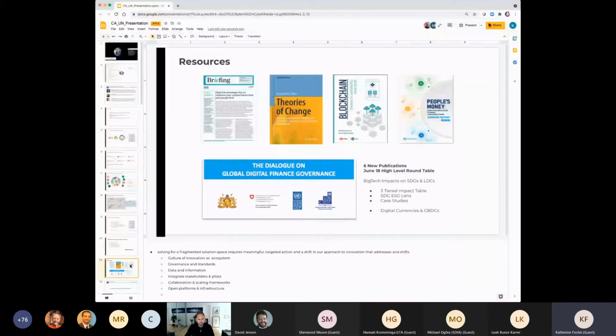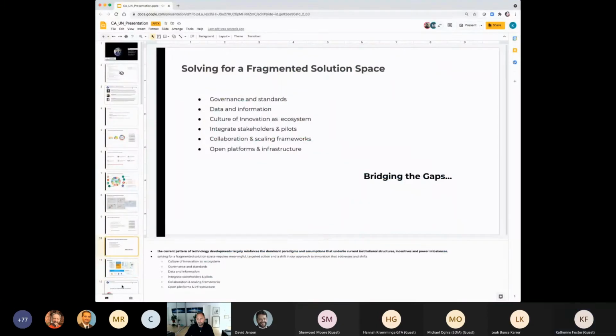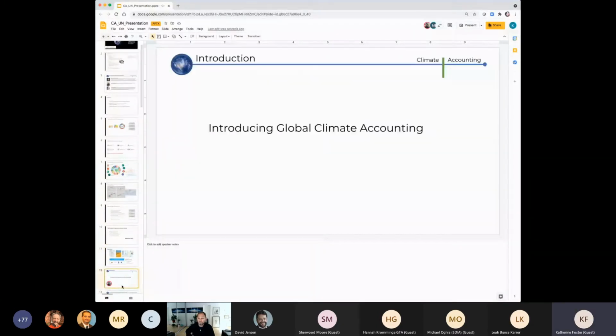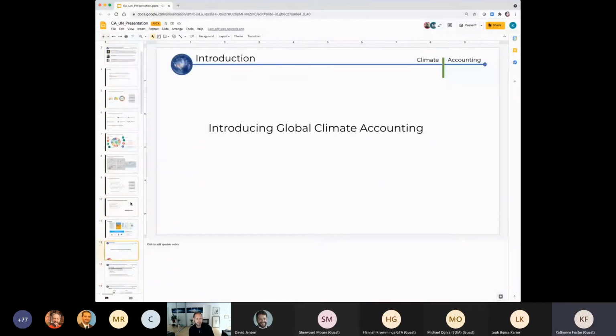But I think it's time to pass the baton over to Sherwood to talk about one of the specific angles and one of the specific topics that I just mentioned, that is the global climate accounting system.